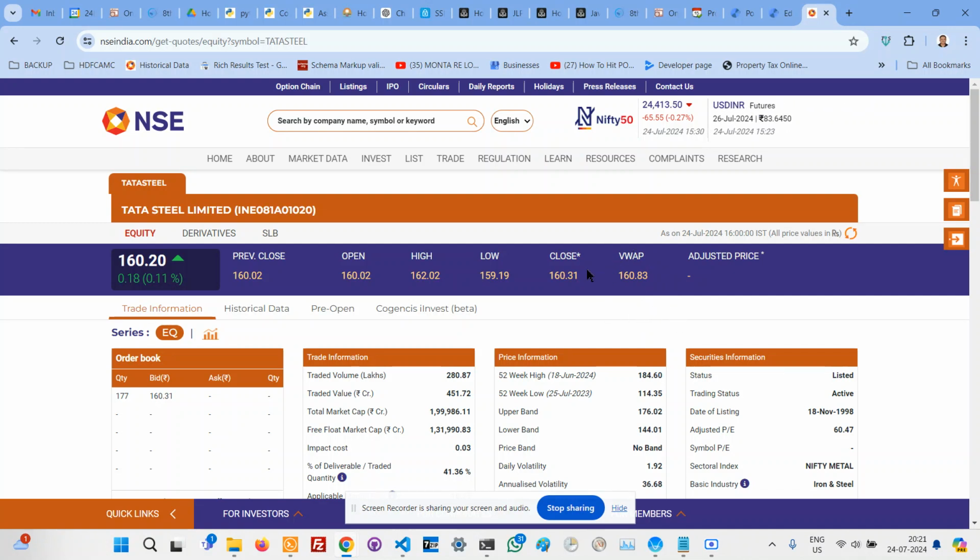Now this is very important actually. It's a very good indication, whereas only the high and only the low have no meaning in my opinion. Because there is a possibility that only a few shares exchanged hands at 162.02, but most of them were concentrated at 160.83. So that is a very good indication, so you should keep an eye on the VWAP price.